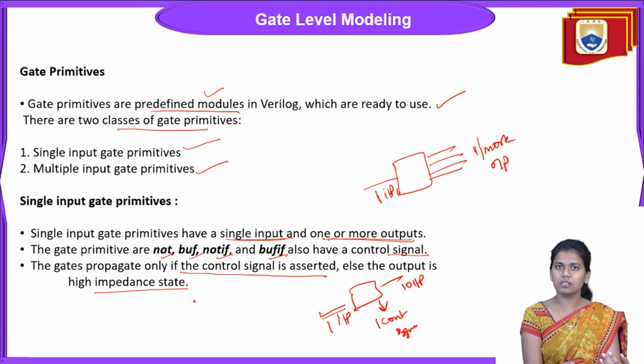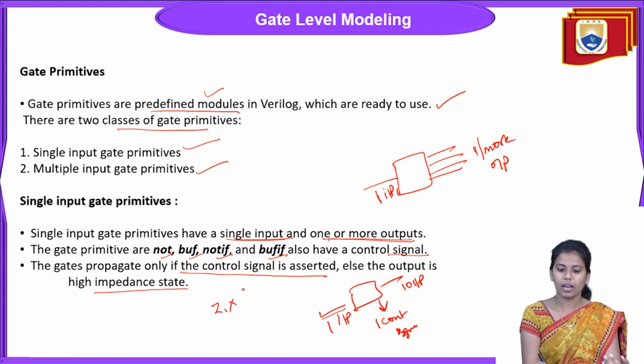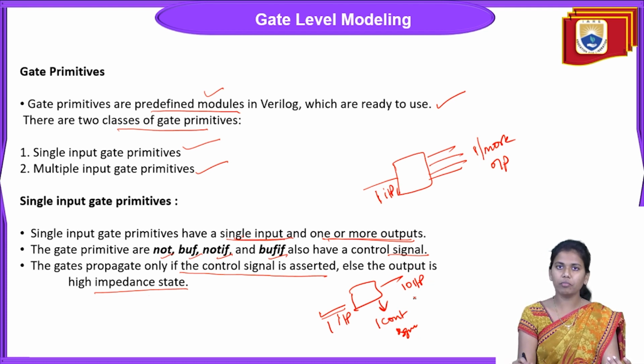We already discussed high impedance state and don't care conditions. High impedance state is a level where the gate does not give any output. We see this condition when the control signal doesn't enable the input, then the output goes to high impedance, or else the output would go to the don't care condition. Okay.